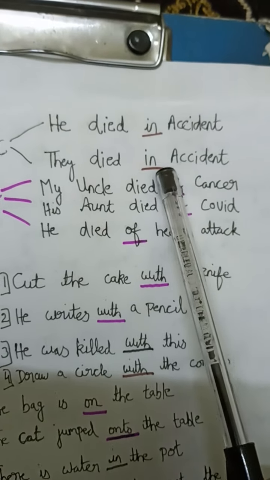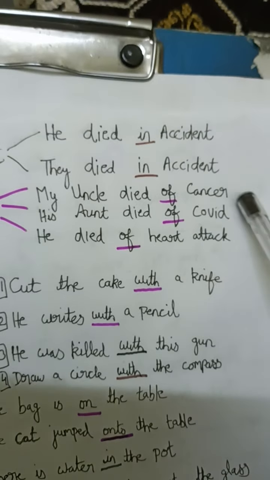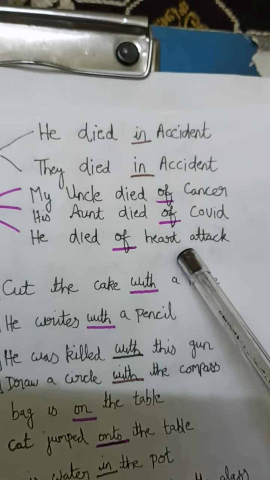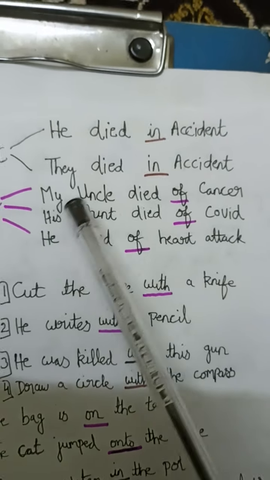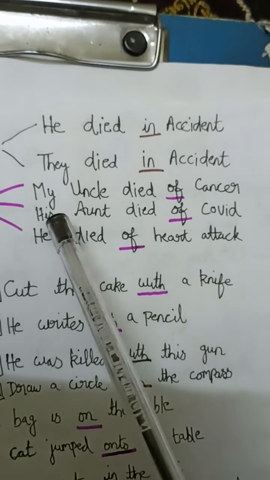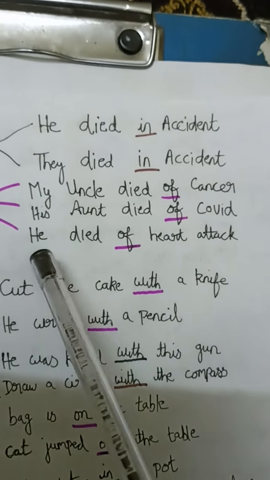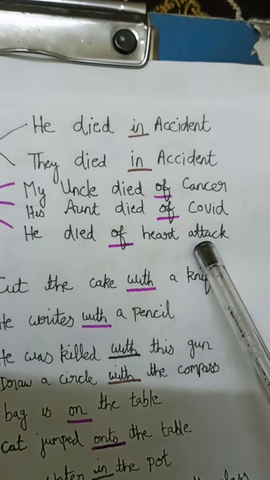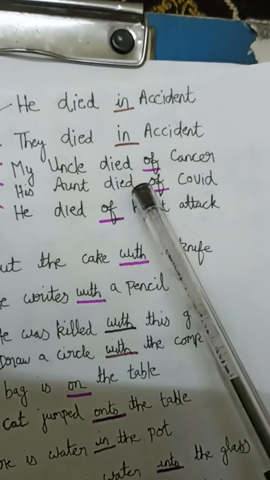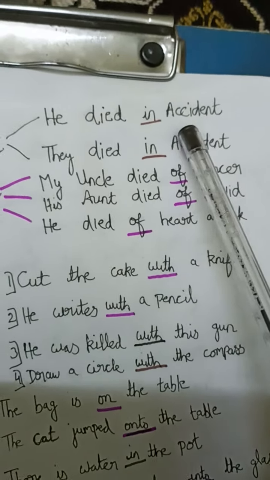But somebody died because of cancer, COVID, heart attack, then that is nothing but disease. Like my uncle died of cancer, his aunt died of COVID, he died of heart attack. So when disease is involved, we use of. When an accident is involved, then in is used. Let us move on to the next.